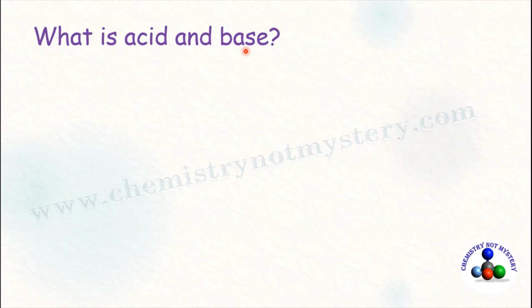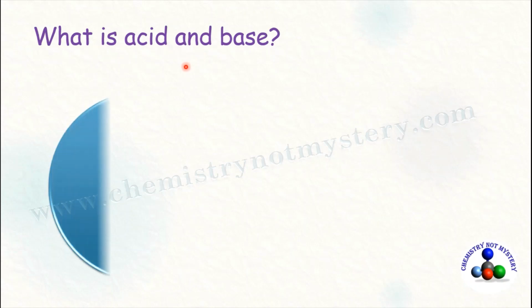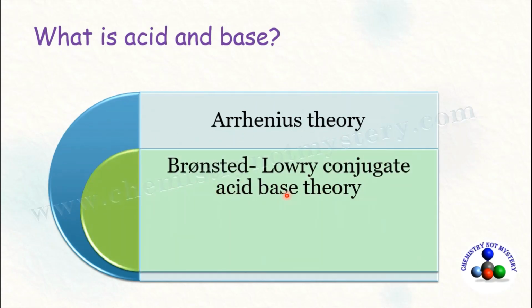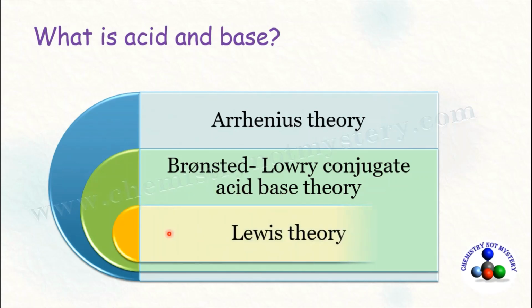What is acid and base? To explain it, there are different theories. First theory is Arrhenius theory. Next one is Bronsted Lowry conjugate acid-base theory. And the third one is Lewis theory. We are going to discuss all these theories one by one.